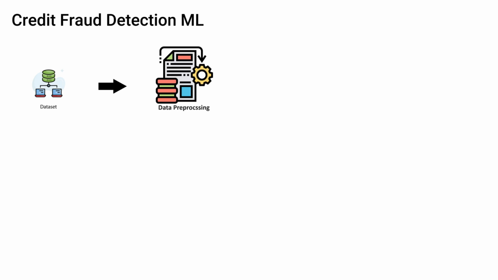Let's decode the machine learning model. Here we are going to need a credit card transactions dataset with the fraudulent ones as well as the legal ones. Once we have the dataset, we'll be doing the pre-processing on the dataset. Once we are done with the pre-processing, we'll be doing the analysis on that particular dataset. This is called data analysis.